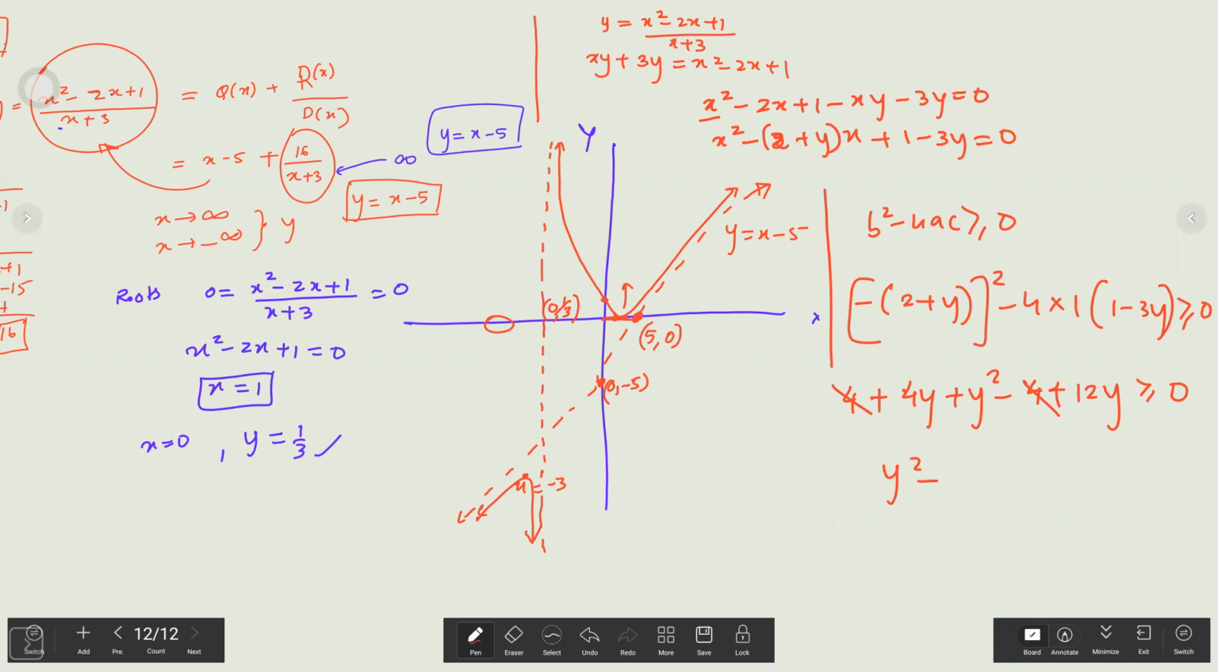You get y squared plus 16y greater than or equal to 0. If you solve the quadratic inequality, the roots are at 0 and minus 16. So the signs are plus, minus, and plus. So you get the correct answer here: y greater than or equal to 0 or y less than or equal to minus 16. So that's why you can see it's greater than 0, and the y value you got is minus 16. That's how you can figure out the range for this particular rational function.